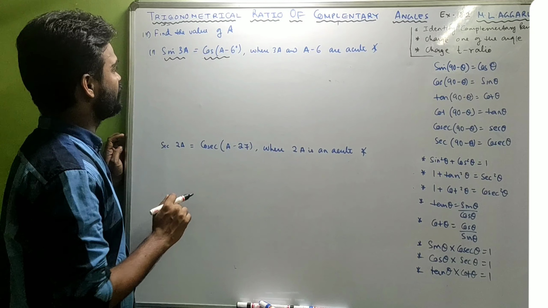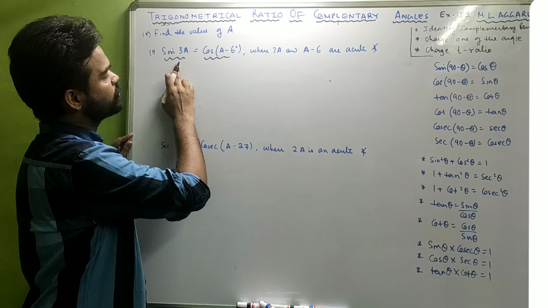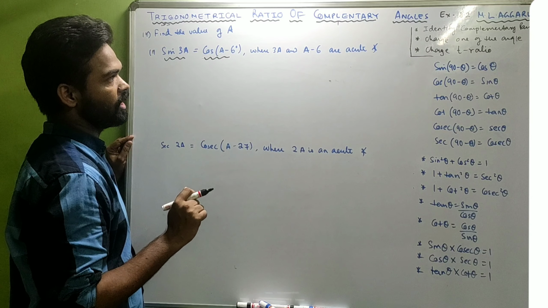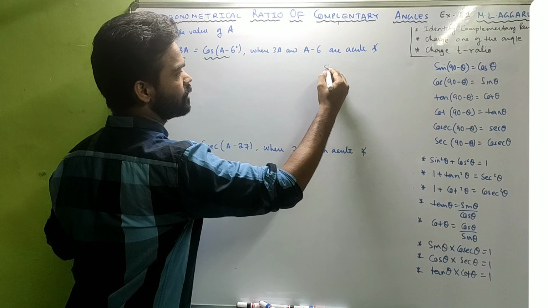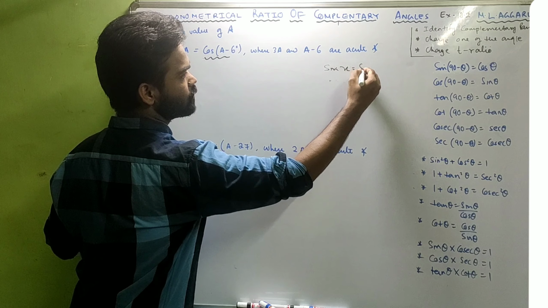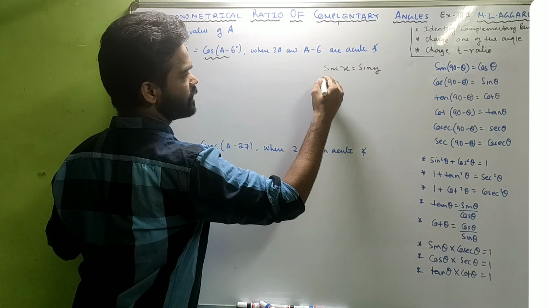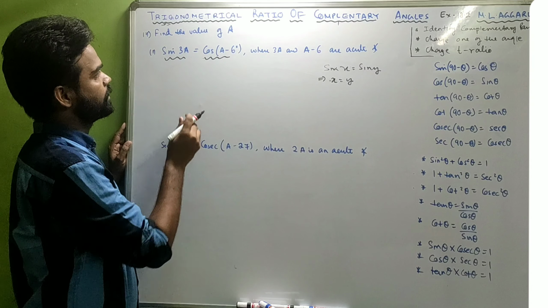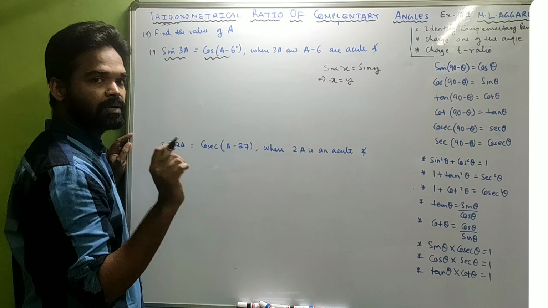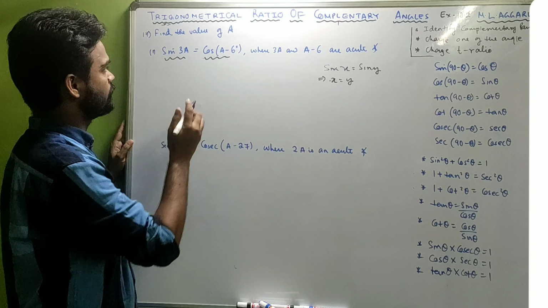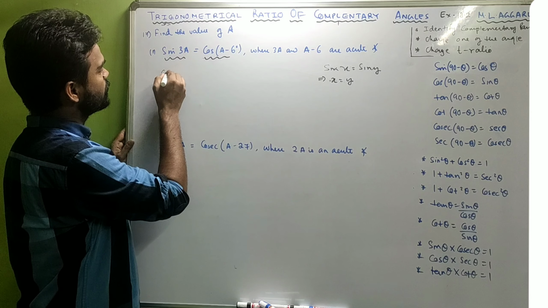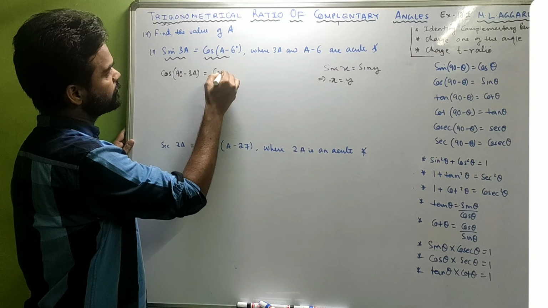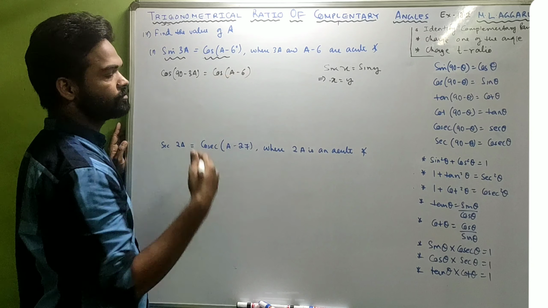Now look at this sum, very interesting. Find the value of A if sin 3A equals cos(A minus 6), where 3A and A minus 6 are acute angles. Now one thing we should know, that if sin x equals sin y, we can say x equals y, isn't it? We'll use this property. We'll try to bring the same trigonometrical ratio on both the sides. Look, sin theta, can I write cos(90 minus theta)? I can write like this.